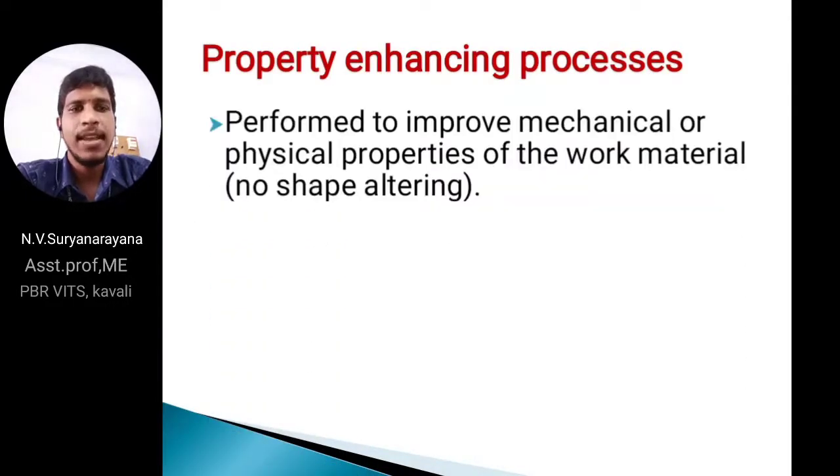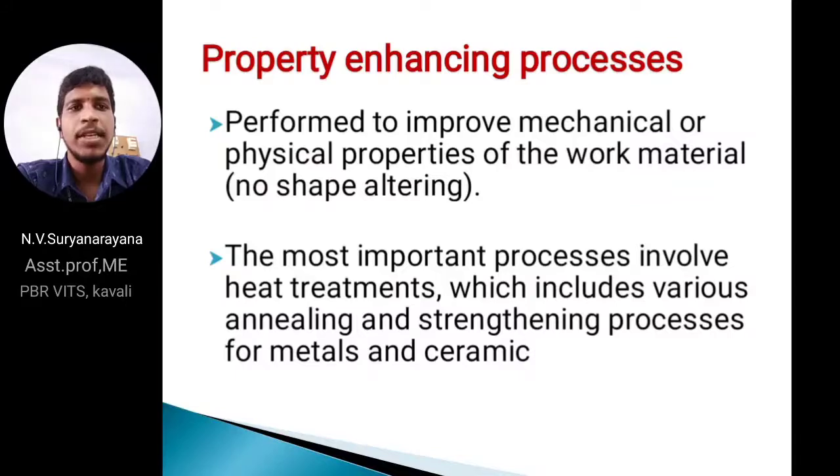Property enhancing. Enhancing is nothing but improving the mechanical or physical properties of the work material. No shape is changed or altered. The most important process involved is heat treatment, which includes various annealing and strengthening processes, annealing and quenching. Annealing is a heating process. Quenching is sudden cooling.